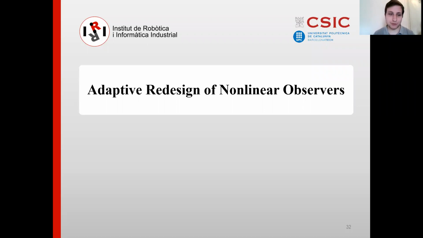So now I have presented a framework on how to add different types of filters in observers in order to reduce different types of measurement noise. Now I will jump to the idea of adaptive redesigning an observer to reduce the effect of parametric uncertainty.